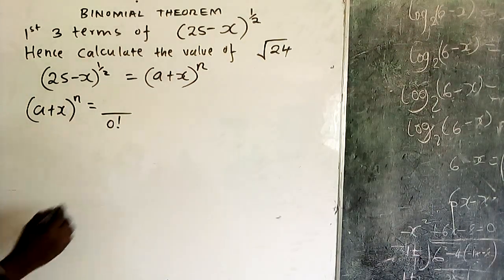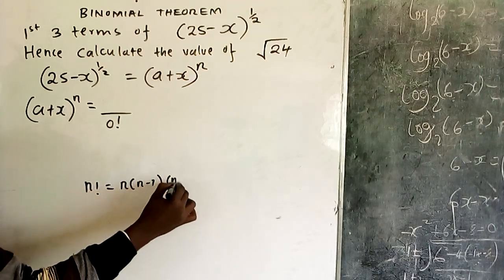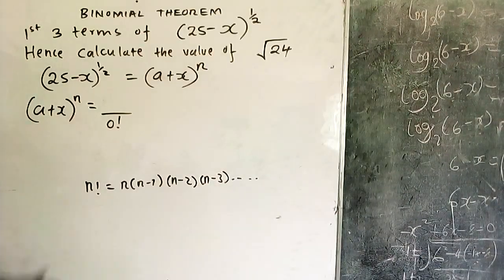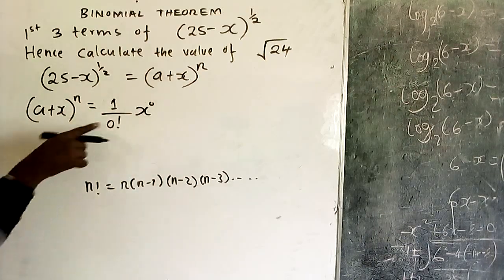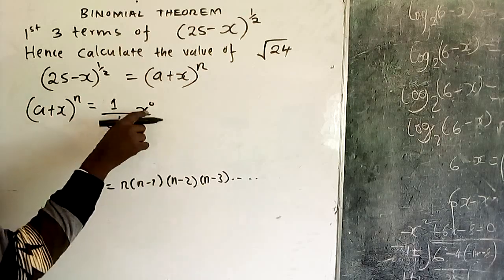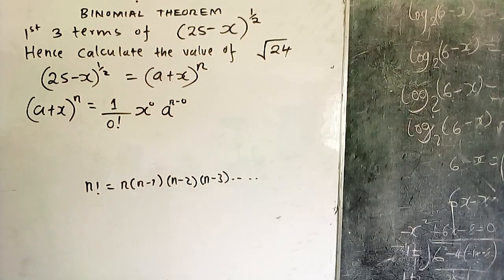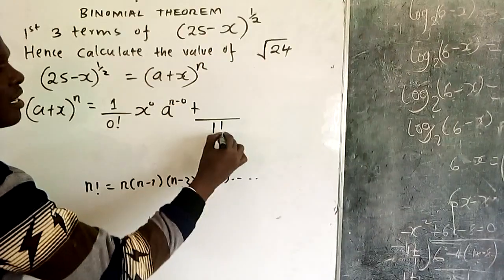Remember, when you have n factorial, it is supposed to be n into n minus 1 into n minus 2 into n minus 3 in that order, isn't it? So when you have 0 factorial, it means there's no term in the numerator. And x is raised to power 0, isn't it? So if x is raised to power 0, it means a is raised to power n minus 0, because our term there is n. Are we together?